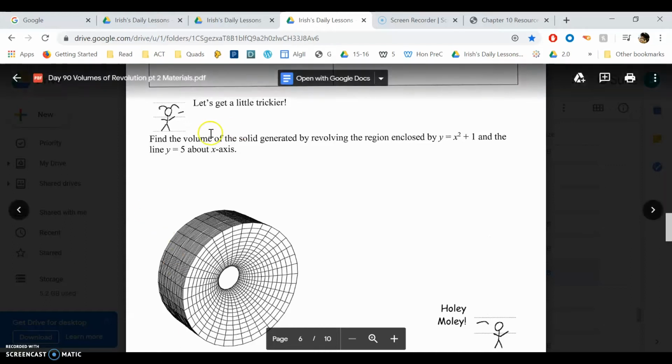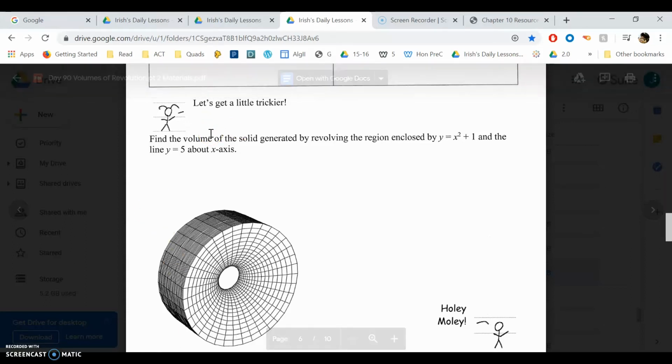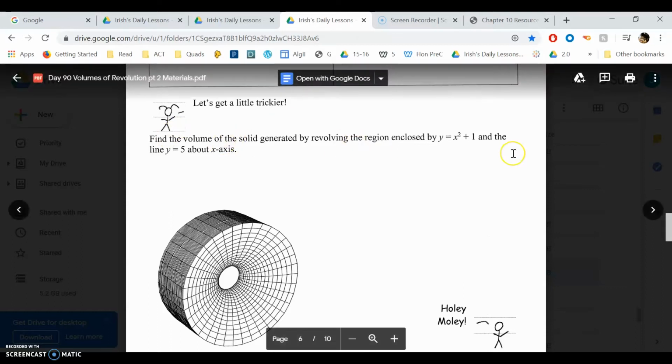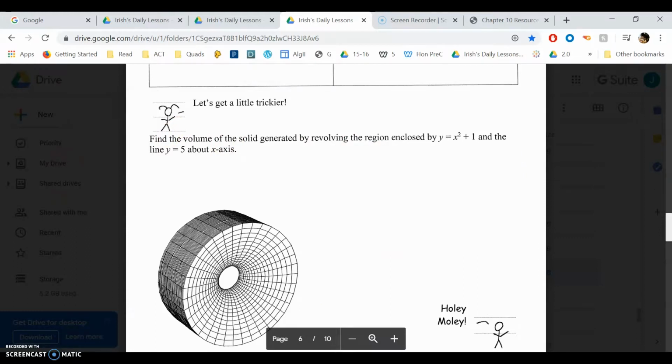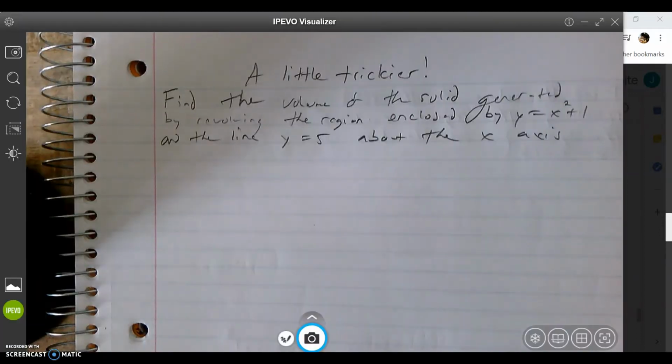So write this problem down. I know some people complain about my handwriting. I apologize for that, but here's the problem right here. It's always on the PDF. Okay, so let's do it. Bam. Here's my jacked up handwriting.